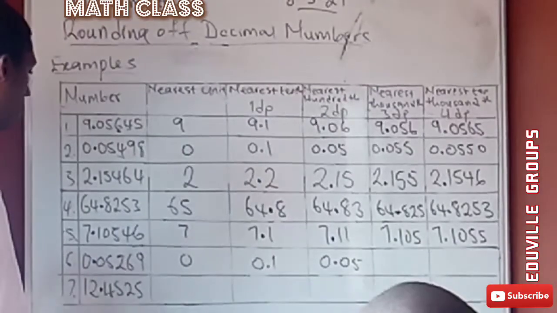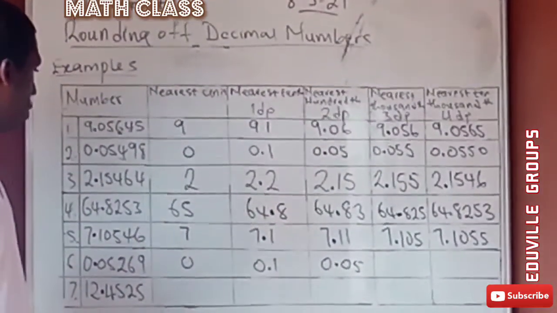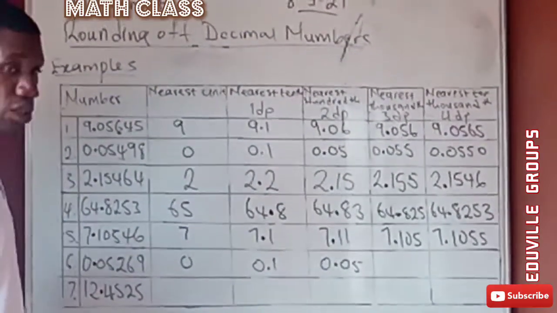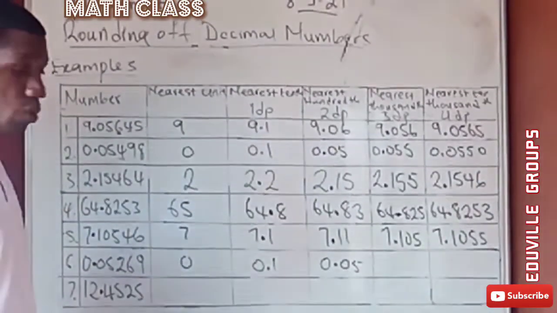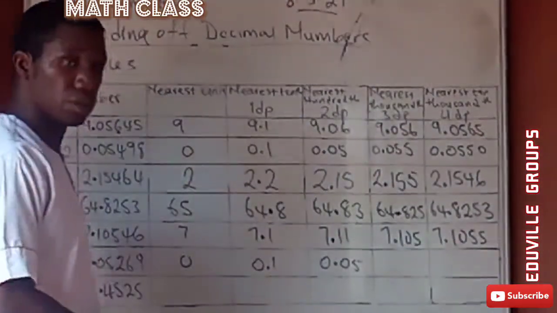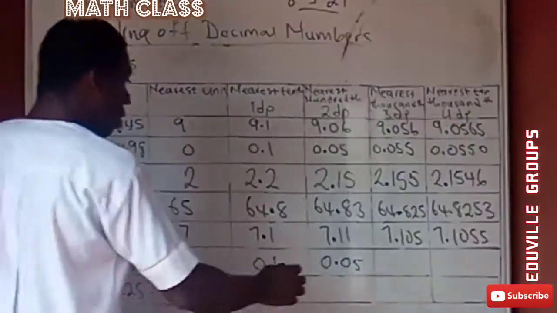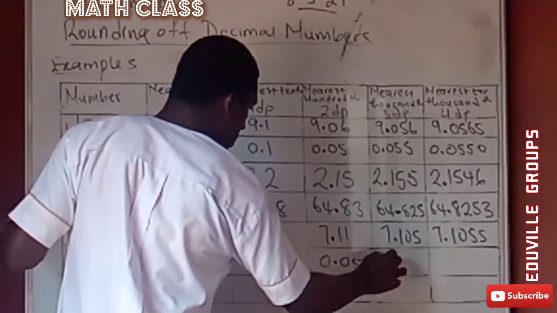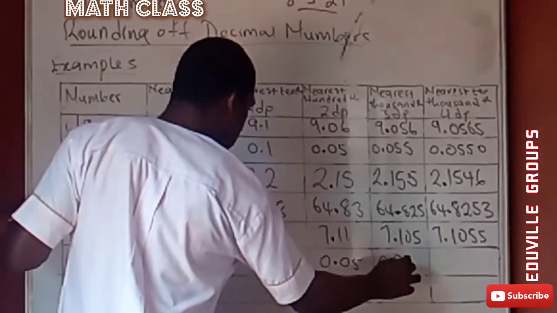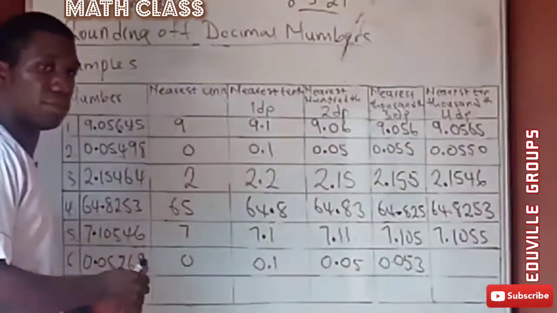So what is going to be our answer? The rounding digit is what? 2. The next number is what? 6. So what do we do? We add 1 to 2. Our answer will now be what? 0.053. Correct.